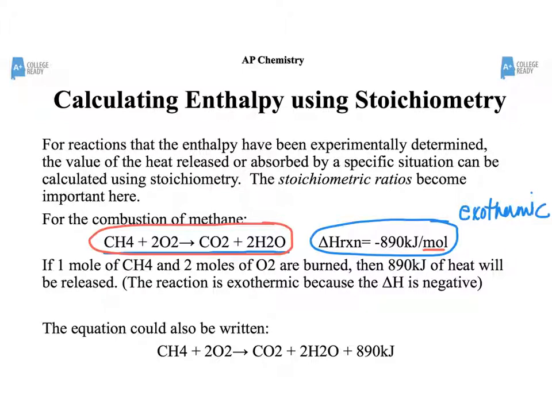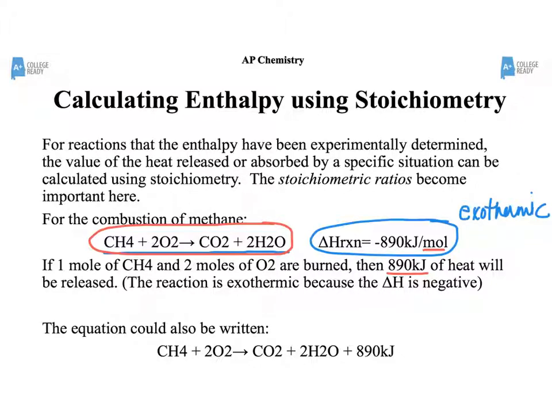It's the balanced equation. And if you are talking about the stoichiometric ratios, that's the enthalpy or the heat that is either produced or released or absorbed when the reaction goes. So if we used 1 mole of methane and 2 moles of oxygen, then we will get exactly 890 kilojoules of heat released.